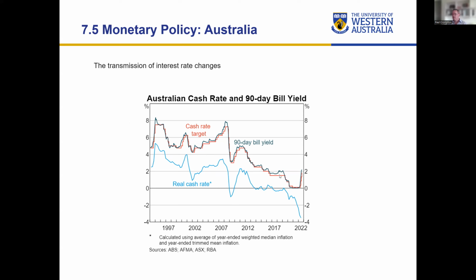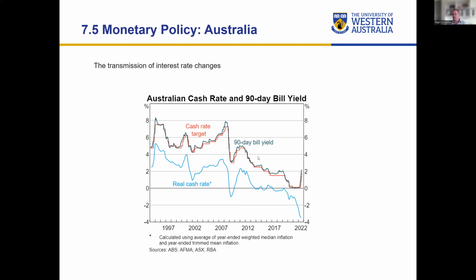Now, the correlation is not perfect, but if you actually get the data and calculate the correlation coefficient for the 90-day bill yield, I think, from memory, it'll come in at about 0.85, something around there. So the correlation is very, very strong. It's almost one-for-one, on average over a period of many months.